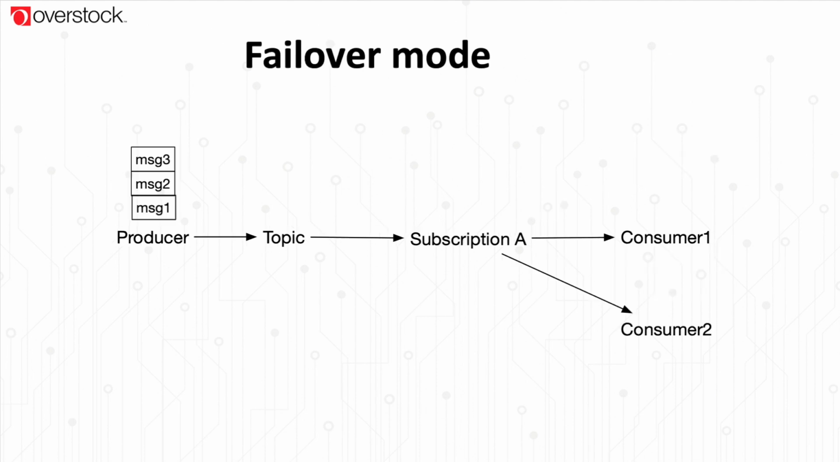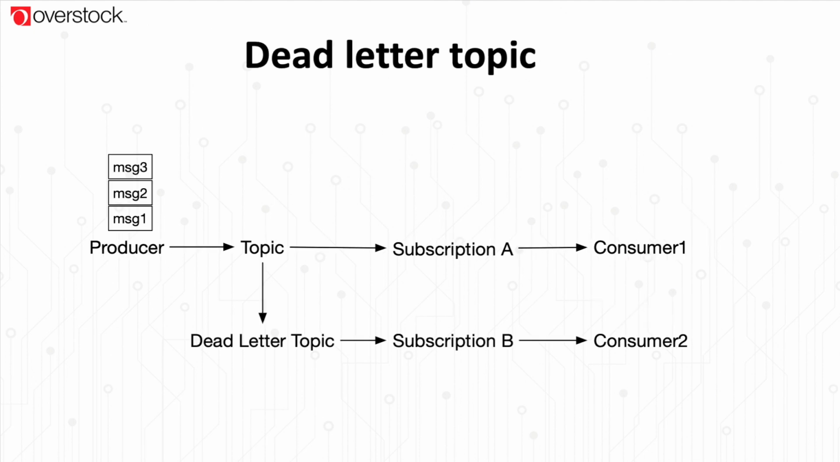In the failover mode, if a consumer dies, subsequent messages will go over to the failover consumer. If the consumer dies before the message is acknowledged, the message will time out, which will trigger redelivery, and so it'll be sent by the subscription to the failover consumer. When using a dead letter topic, when a message fails to be consumed, such as if it's malformed and throws an exception, the message will get sent to the dead letter topic for subsequent processing. Meanwhile, other messages will continue being processed as normal.